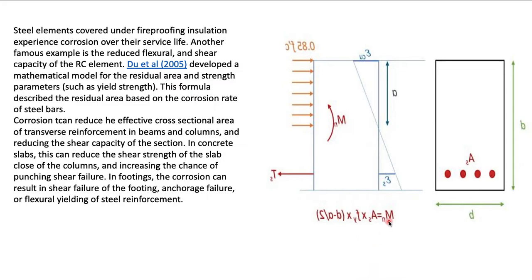This is the formula for Mu, which is the moment of resistance. A is the area of steel shown in the picture, and Mu equals T times (d minus a/2), which is the formula for that.